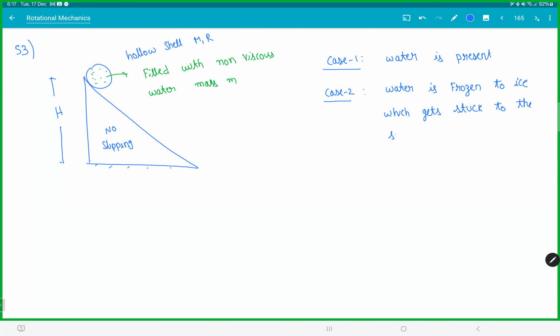You get in the two cases. Case 1, we have water. Case 2, someone froze that water inside. It became a solid ice ball. Find V when it reaches the ground. There's no slipping. This is another good one. Conceptual, advanced question. Not tough, but you have to think a bit.